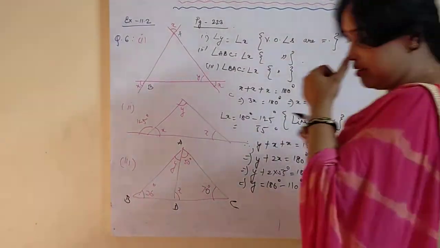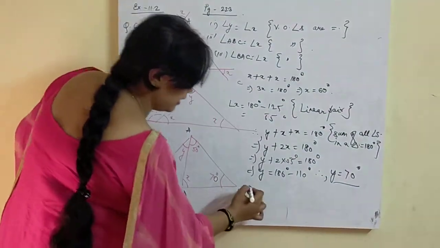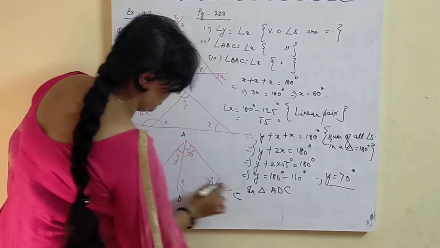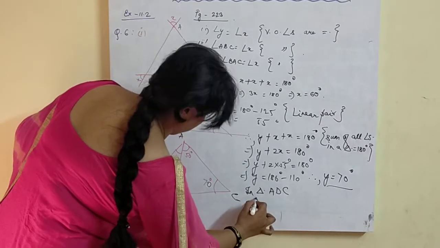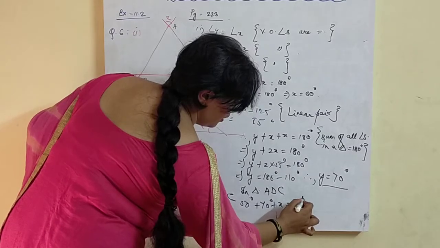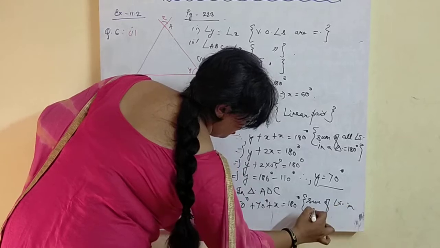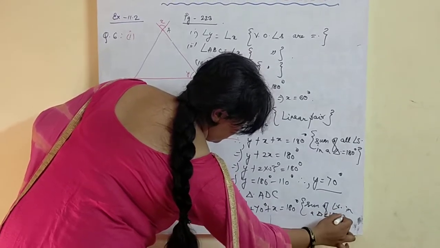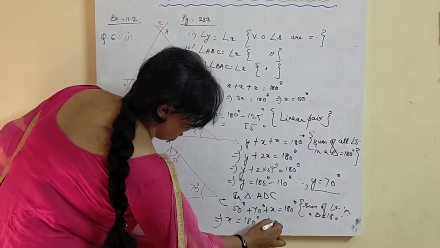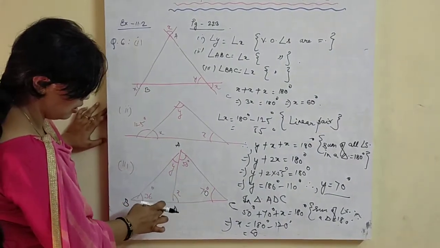Students, very well you can find out, in triangle ABC, 50 degree plus 70 degree plus x is equal to 180 degree. Reason you will write: sum of angles in a triangle is equal to 180 degree. So here x is directly, I am writing 180 minus 120, 60. Now this 60 you have taken out. So this is your linear pair.